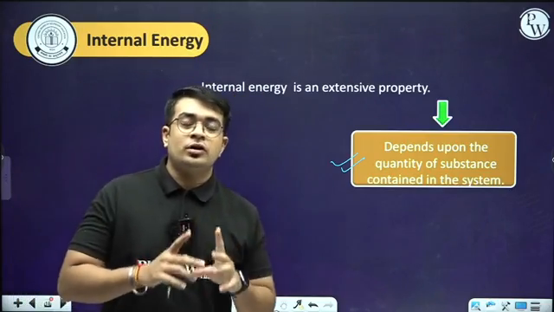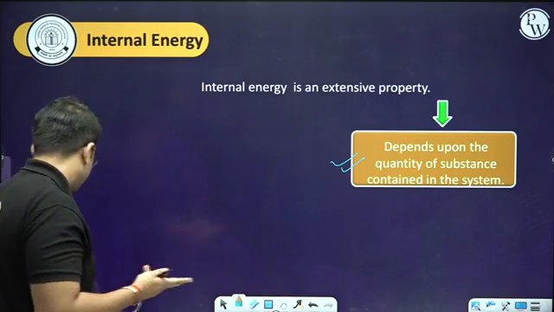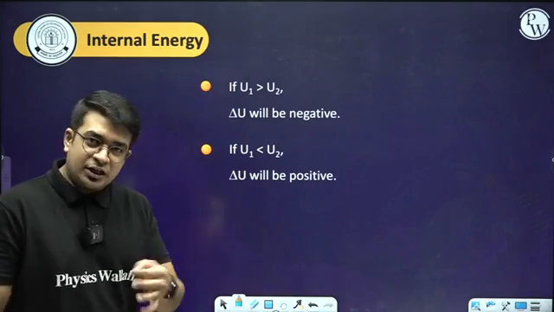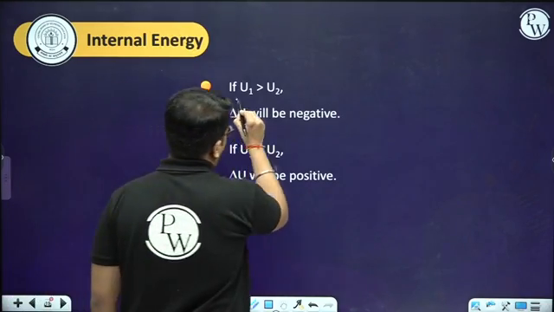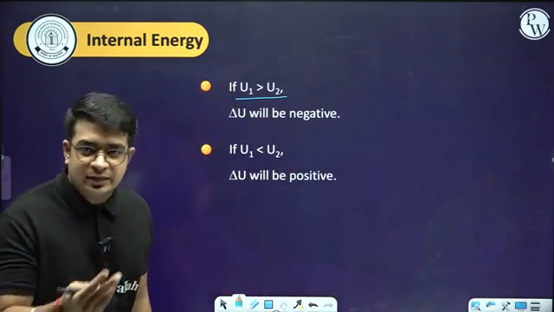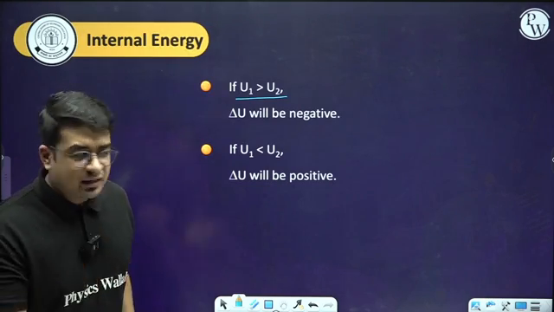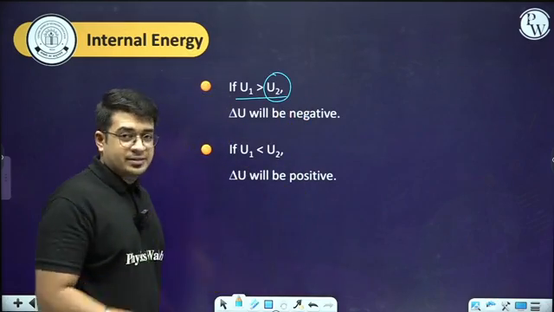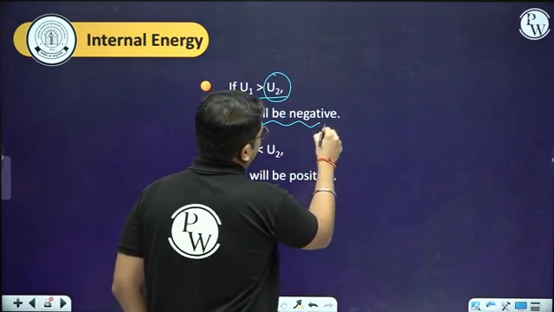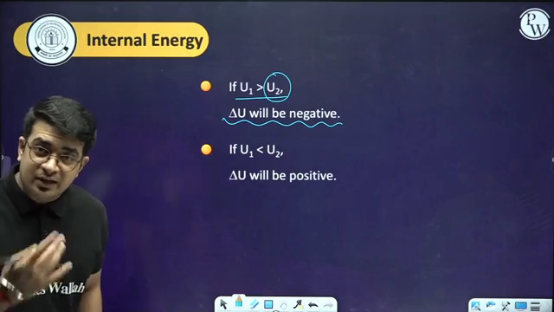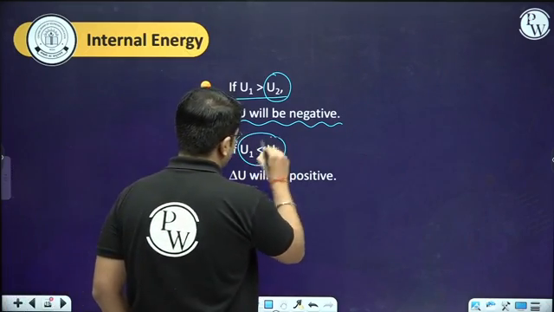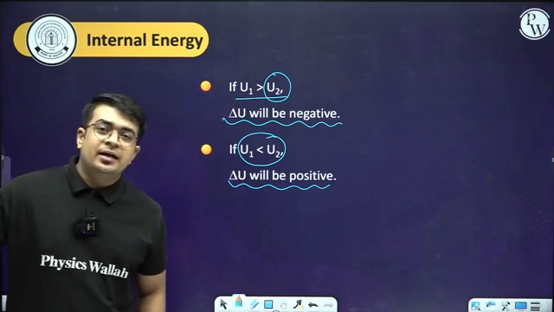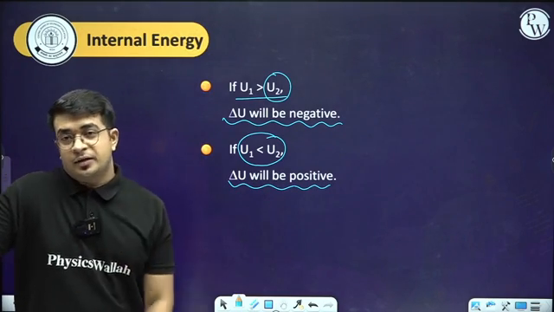But I haven't talked about the calculation yet, like how to deal with the calculation of internal energy. Now it may be possible that initially the internal energy was more, and after certain changes, whatever it is, work done change, heat change, matter change, the final internal energy becomes less. It means that delta U will be negative in that case. If the final internal energy is more, then you can say that delta U will be positive. That is the basic idea related to the entire analysis part.